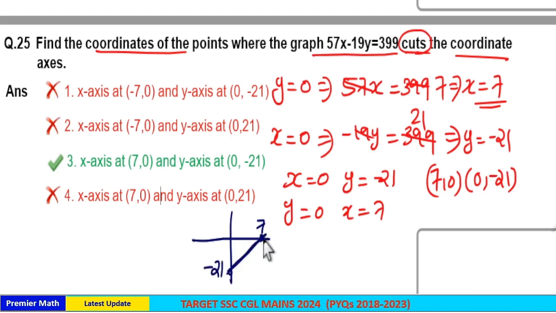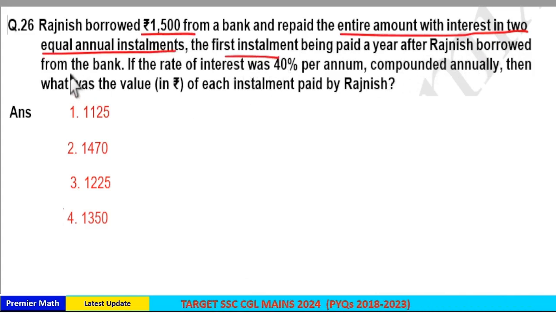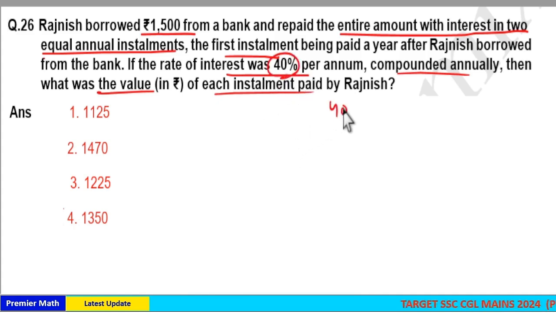This is the graph. Rajneesh borrowed 1500 from a bank and repaid the entire amount with interest in 2 equal annual installments. The first installment being paid a year after Rajneesh borrowed from the bank. If the rate of interest was 40% per annum compounded annually, then what was the value of each installment paid by Rajneesh? Here 40% is the rate.